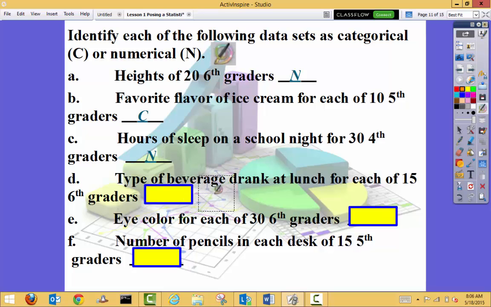Type of beverage drink at lunch. Categorical. Pepsi, Coke, Mountain Dew, milk. Those aren't numbers, those are categories. Eye color, categories: brown, blue, green. Number of pencils in each desk. That is numerical because it's asking for that number.